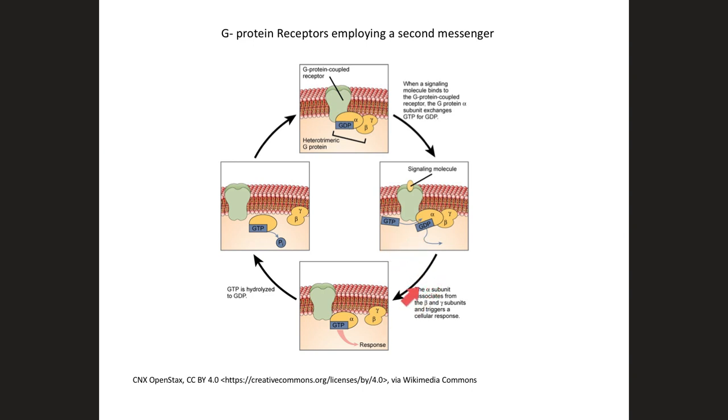As a result of this, the alpha subunit can leave this complex and go and generate a response by binding to other proteins. So in this case, the second messenger would be this alpha subunit. And once the alpha subunit does its job, the GTP is hydrolyzed to GDP again, which brings the alpha subunit back to the beta and gamma subunits and the receptor that it's bound to. So that's a G protein coupled receptor.